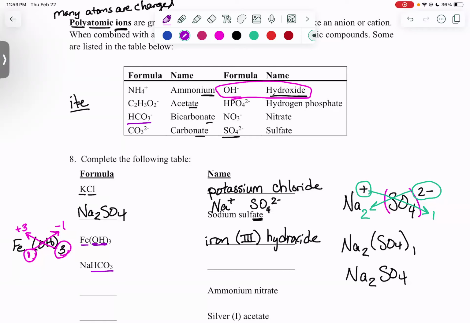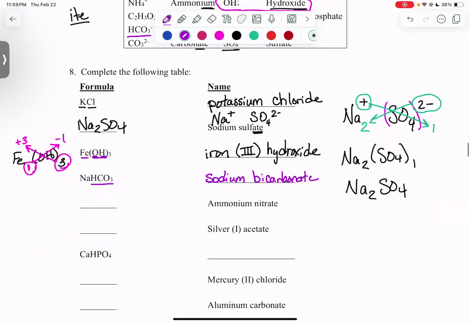Okay, so I just want to write the name for this. The Na is sodium. It's a main group, so I don't need any parentheses and Roman numerals, none of that. And then I look up here and I say, okay, HCO3 is bicarbonate. So it's sodium bicarbonate. And that's it.